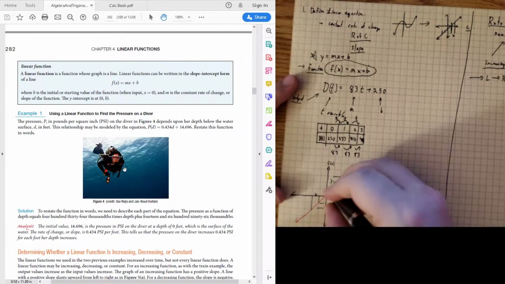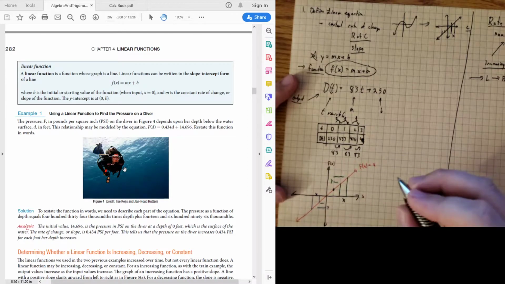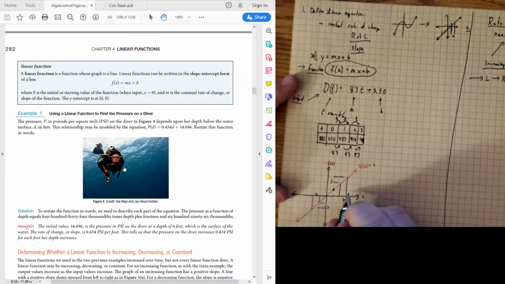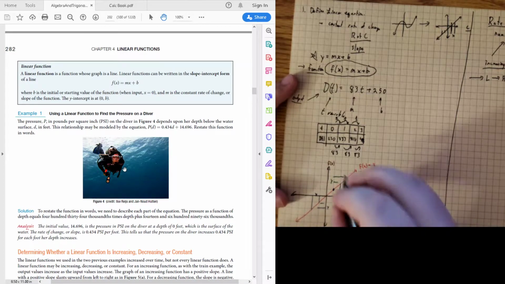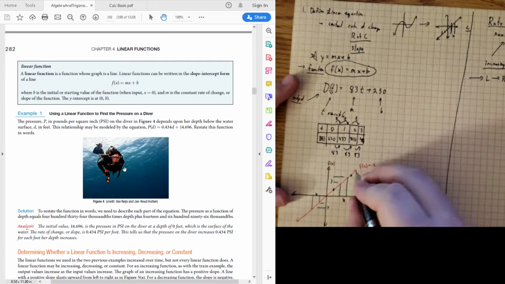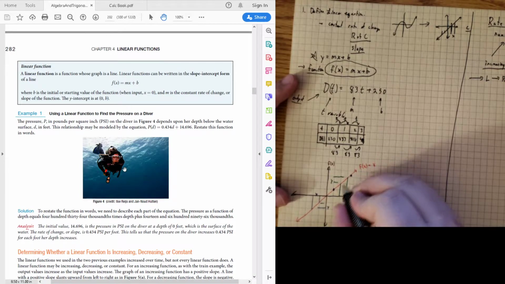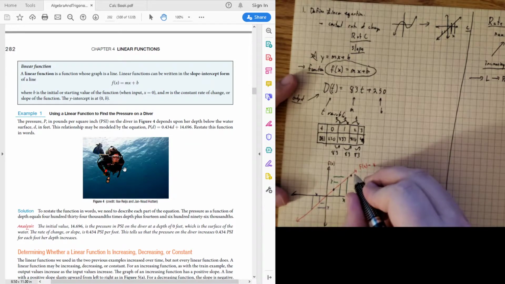Because if I pick any point on this line, let's go with this point, and I move to the right, it's going up. So it is increasing. Again, I can do this anywhere on this graph. I pick this point, as I move to the right, it is still going up. So that makes it still increasing. And again, this is a property of linear functions, that it's always changing by the same amount. So if it's increasing down here, it's increasing up here as well.